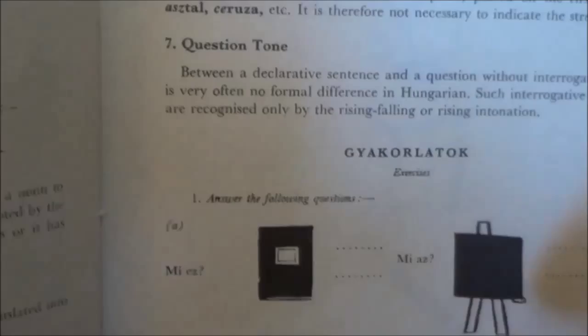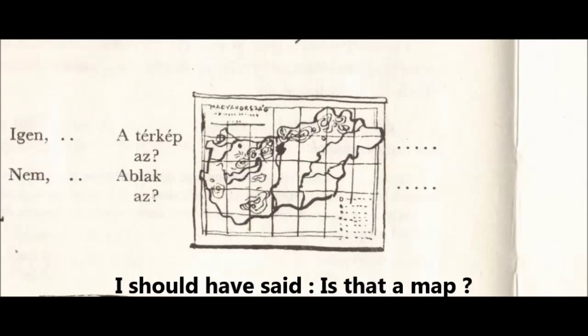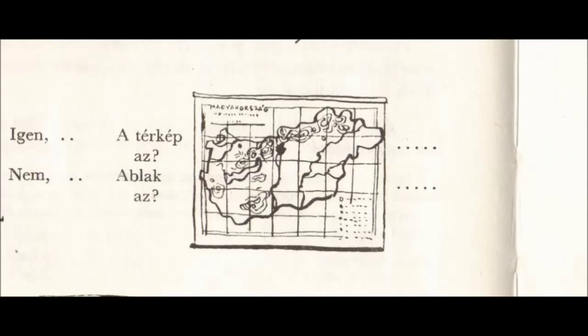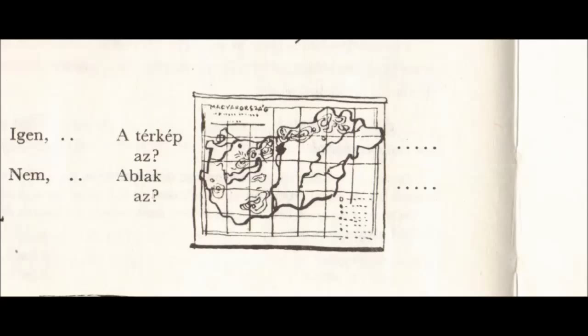And some exercises. Let's turn the page. So, what does this say? Is this a map or a window? What do you think? Térkép. A térkép vagy az ablak. Is this a map or a window? I think it looks like a map. So we have to say, this is a map.